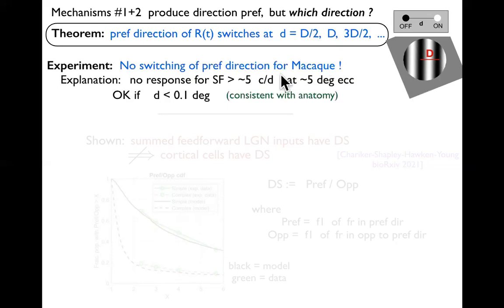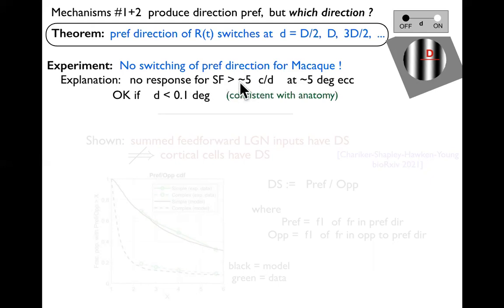Now, this is worrisome because in monkey experiments, there's no switching of preferred direction for any one neuron that they measured. But then fortunately we checked and we are okay, because as I mentioned earlier, each neuron, depending on its eccentricity, can only see spatial frequency in a particular range. So for example, at about 5 degree eccentricity, there's no response for spatial frequency bigger than five cycles per degree.